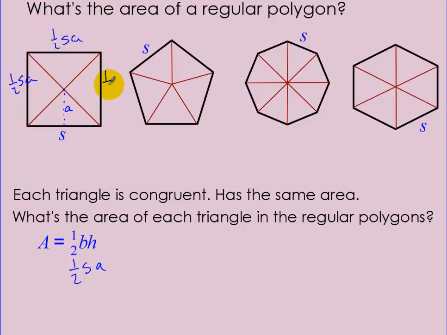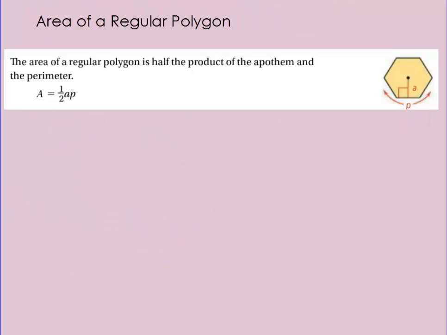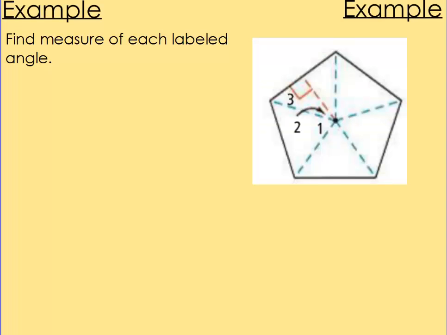The only thing going on here is that all these sides add up to the total perimeter. So we can write another formula. The area of a regular polygon is half the product of the apothem and the perimeter. So 1/2 times a, the distance from the center to the side, times the perimeter. That's basically adding those triangles all up. All right, let's do some examples.